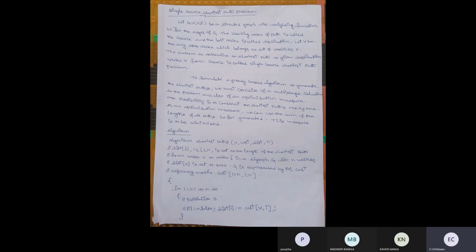Let V be another vertex belonging to the set of vertices V. The problem of determining the shortest path from the source to a given destination vertex V is called the single source shortest path problem.